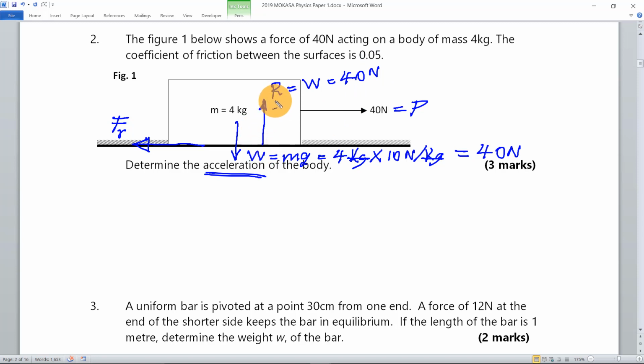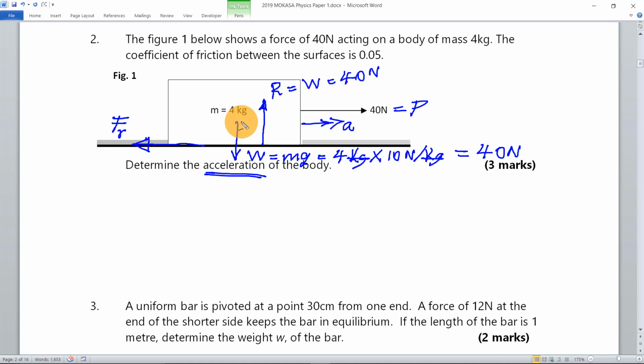Now, the reason R is equal to W is because in this direction, the object does not have any acceleration. The object is not accelerating in a direction which is perpendicular to the surface. It is accelerating horizontally. So, because the acceleration vertically upwards or vertically downwards is 0, then the resultant force in this direction is 0. This further means that opposite forces must be equal. So if you know one of them, you should know the other one. That is how I end up concluding that the normal reaction is 40 newtons.